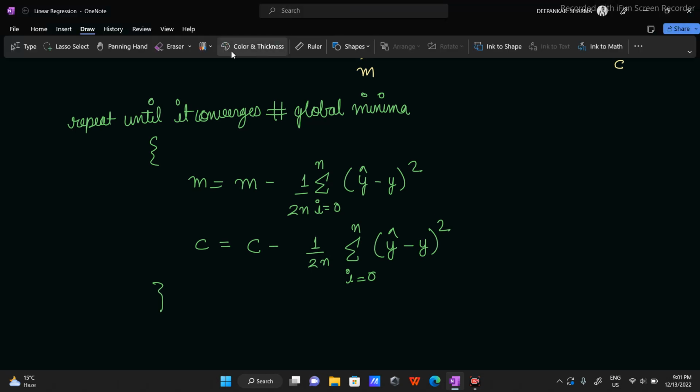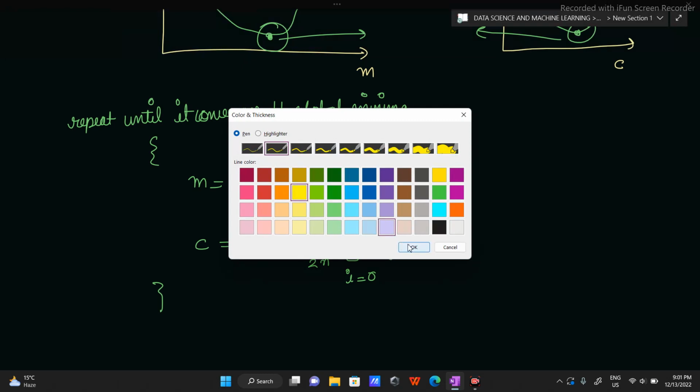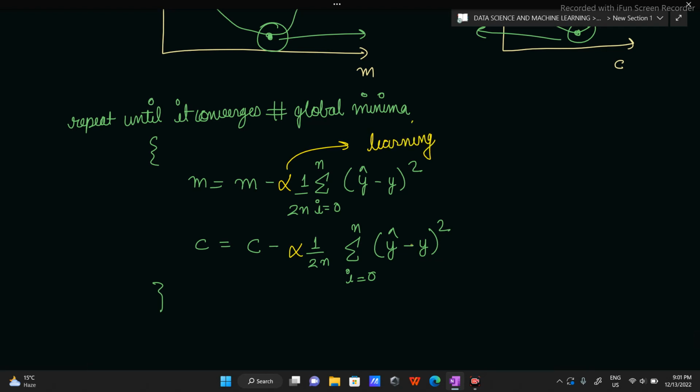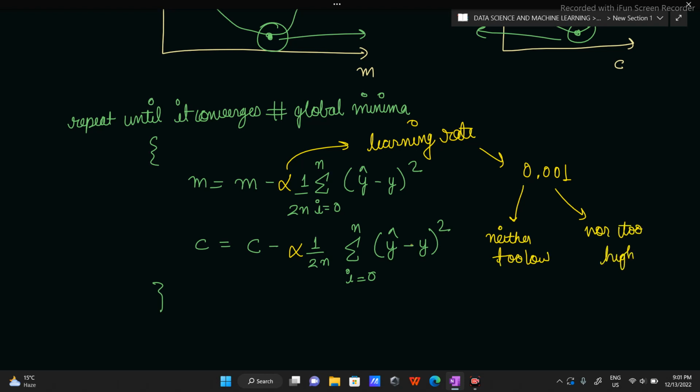All right, now see, I do not want this to go very steadily. To control the speed of this convergence, I am going to use another hyperparameter, which is alpha, and this alpha is nothing other than our learning rate, and let's say this is 0.001. See, the value of alpha should be neither too low nor too high.